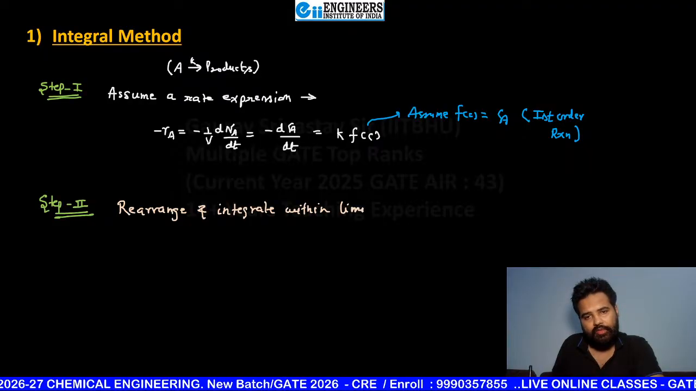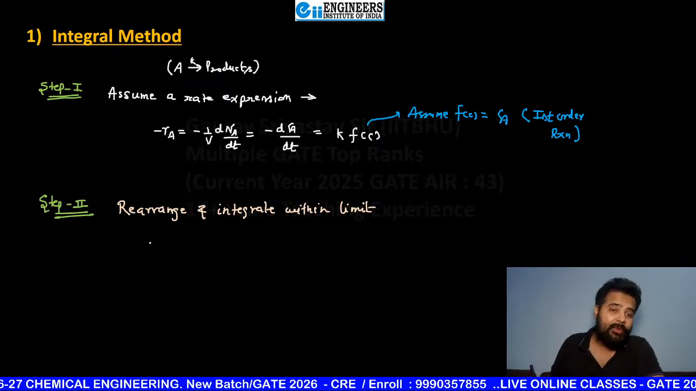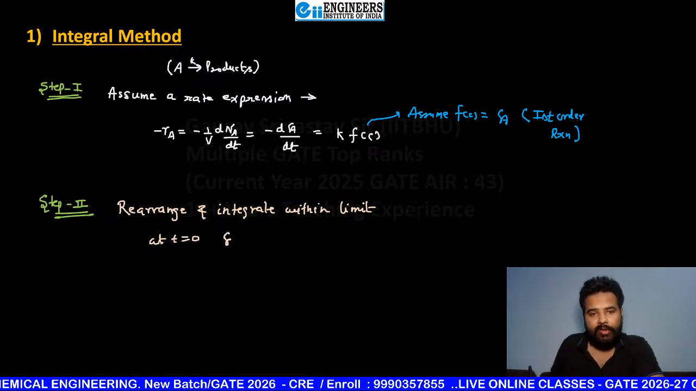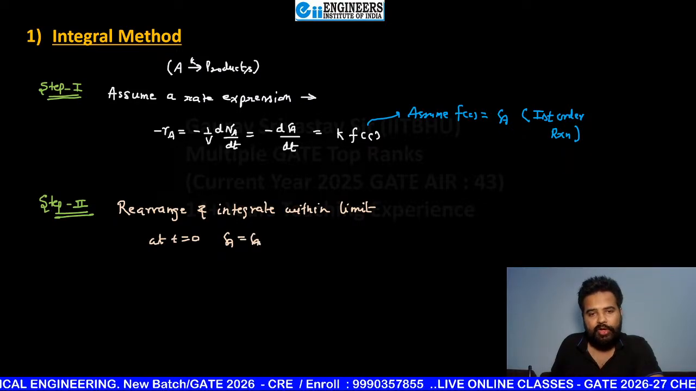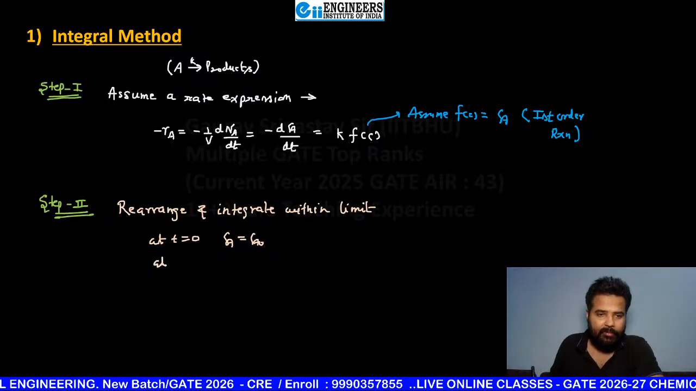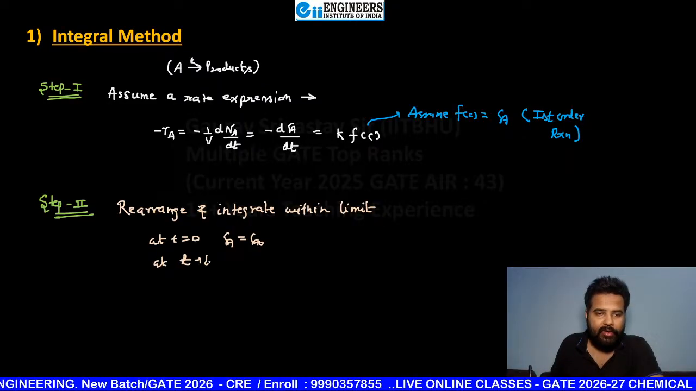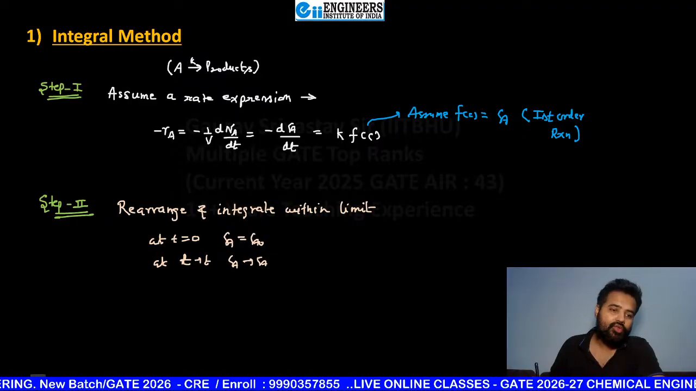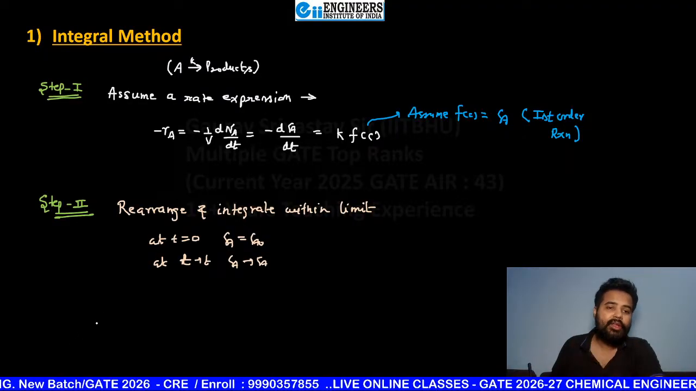Within limit. What should be the limit, beta? When time t is 0, the concentration of A is Ca naught. At any time T, the concentration is Ca. Okay, so now see here.